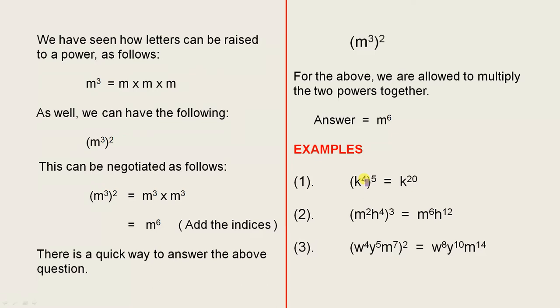k to the power of 4 raised to the power of 5. 5 4s are 20, so it's k to the 20th. That term there raised to the power of 3. 3 2s are 6, 3 4s are 12, and that's the answer. Of course, we use the same pronumerals. This term here, all squared: 2 4s are 8, 2 5s are 10, 2 7s are 14. So there's the answer. We just use the same pronumerals.